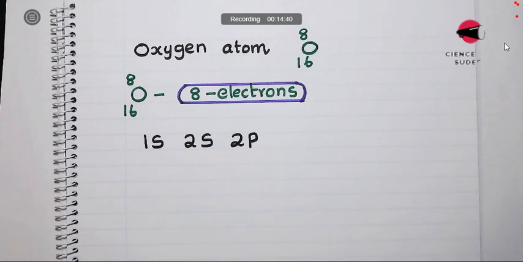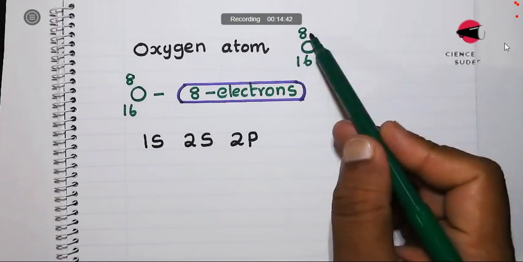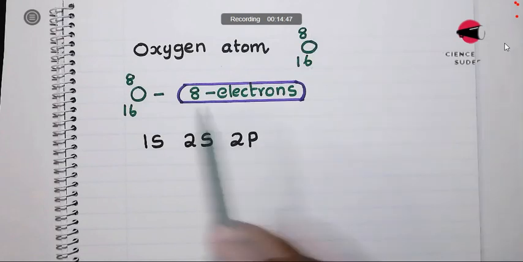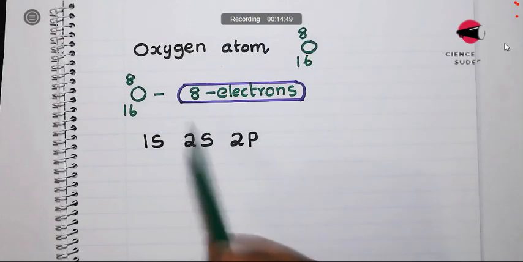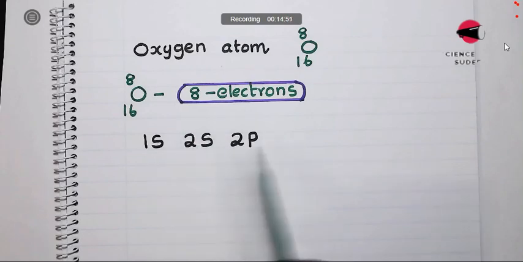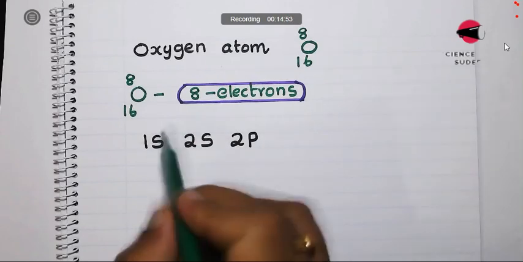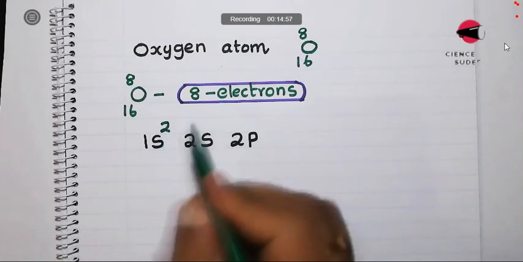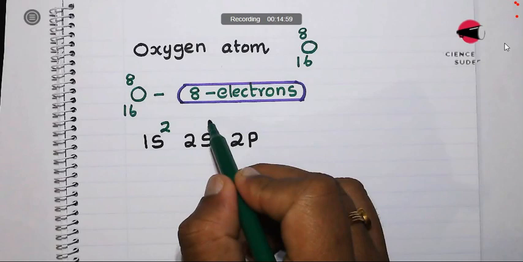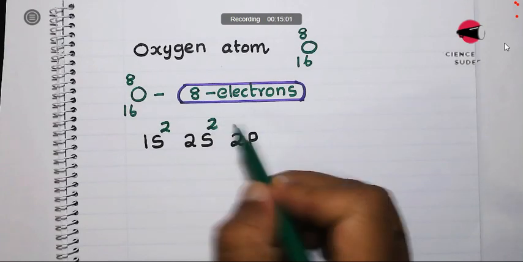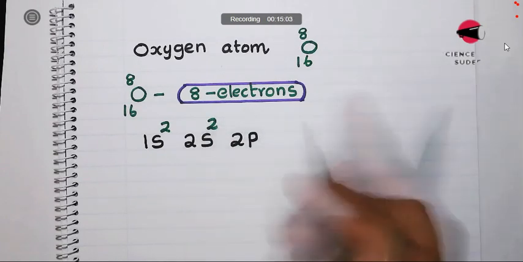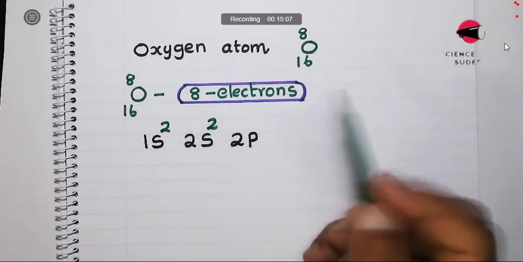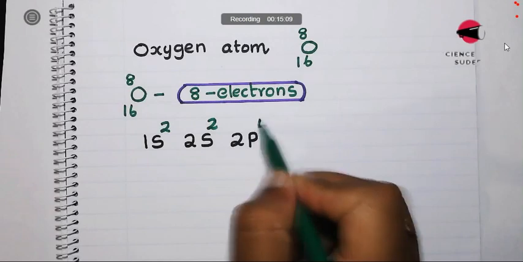Now the oxygen atom. Oxygen, you can write it like 8 and 16. 8 is the atomic number, so it has 8 electrons. We have to distribute these 8 electrons among the orbitals. The first orbital, 1s2, is an s orbital, and it can accommodate a maximum of 2 electrons. The second one is an s orbital, and it can accommodate 2 electrons. We are left with 4 electrons now. The total number of electrons is 8. We already distributed 4 electrons, then we are left with 4 electrons.